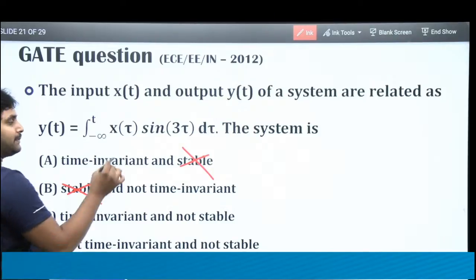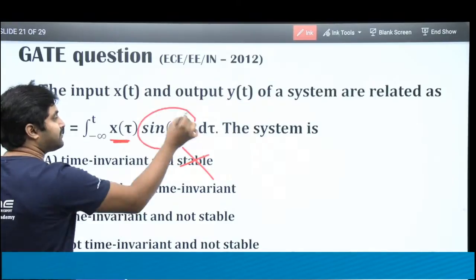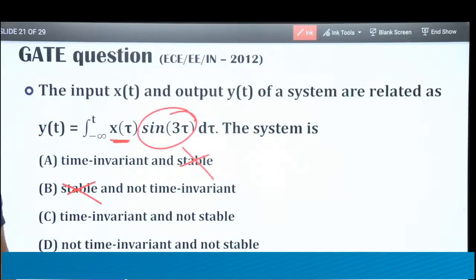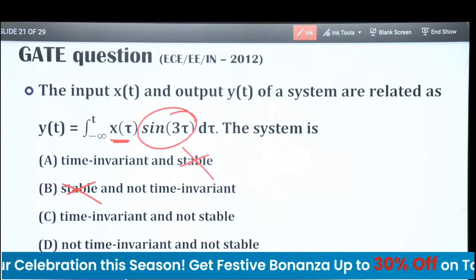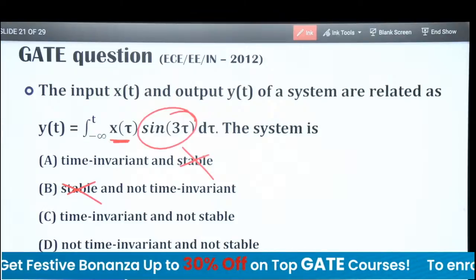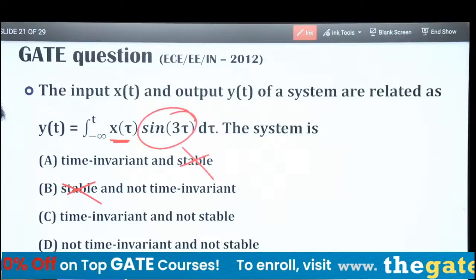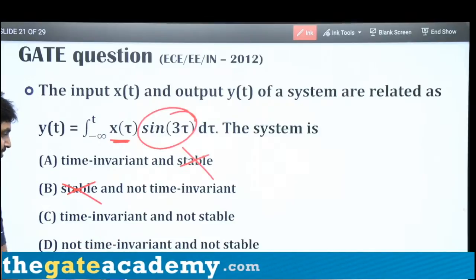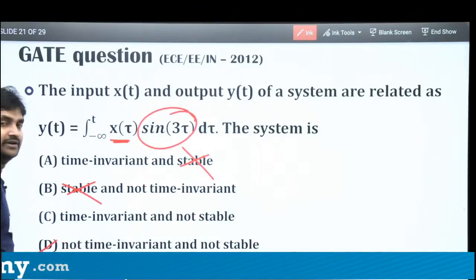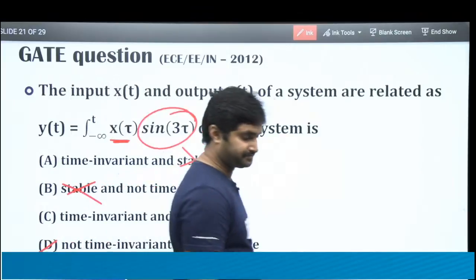And when you are multiplying your input with some function of time, the system is time variant in nature. It's not a time invariant system, and it is unstable. The answer is option D.